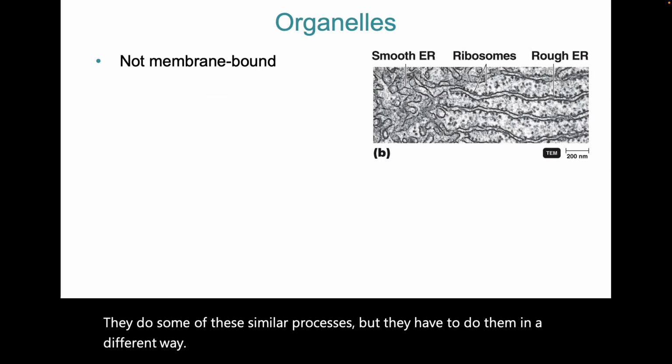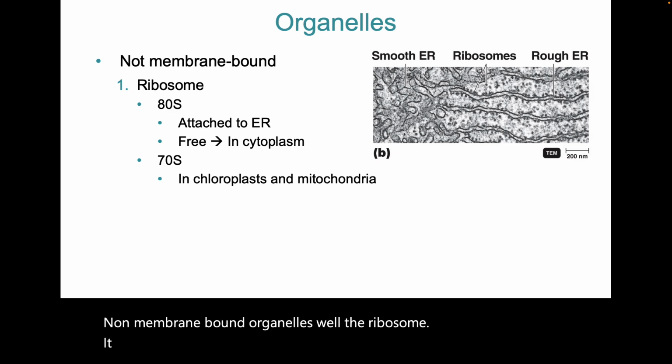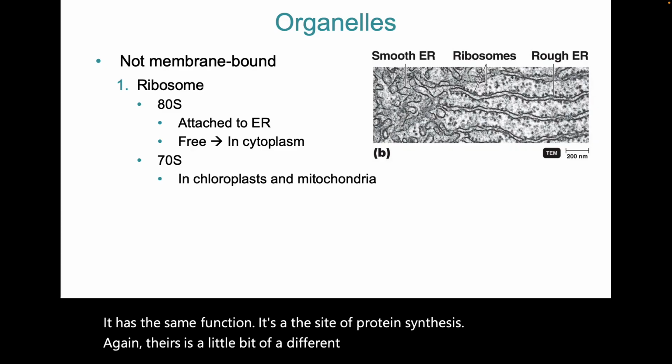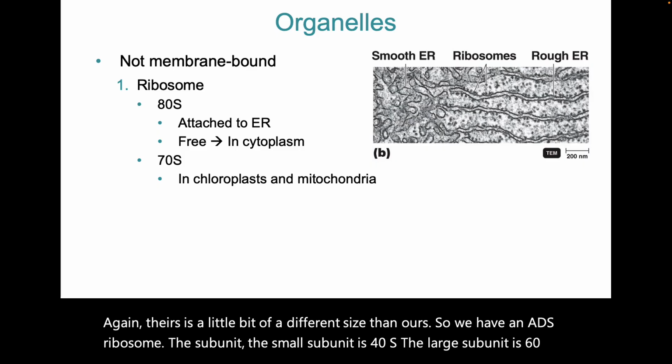Non-membrane bound organelles, well, the ribosome, it has the same function. It's the site of protein synthesis. Again, theirs is a little bit of a different size than ours. So we have an 80S ribosome. The small subunit is 40S. The large subunit is 60S, and combined that equals 80.